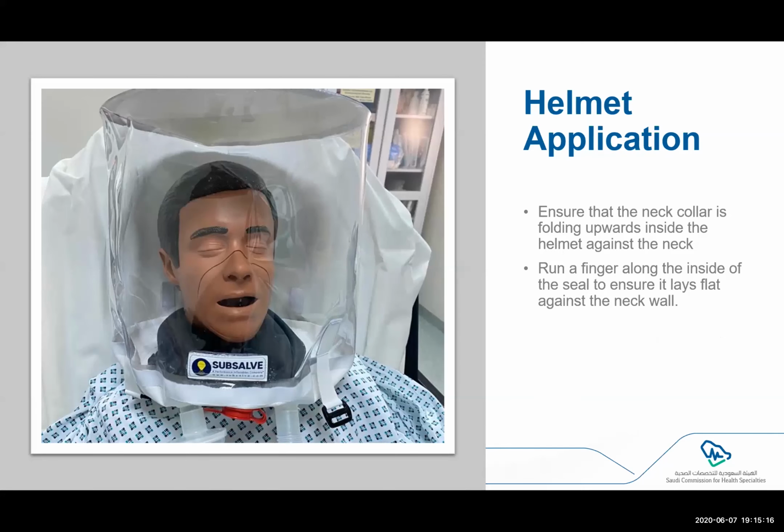After you apply it, ensure that the collar actually folds to the inside against the neck, not to the outside of the helmet. And you should be running your finger around the collar between the neck and the collar, so you ensure that it lays flat against the neck. If there are any folds in here or any gaps, then probably you won't be able to achieve an adequate seal. That would lead to you being unable to maintain the required PEEP. If that happens, you might have chosen the wrong helmet size, or you might require a little bit of trimming, as I've shown you earlier, to optimize the seal around the neck.